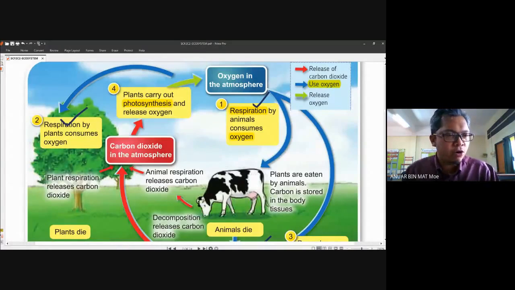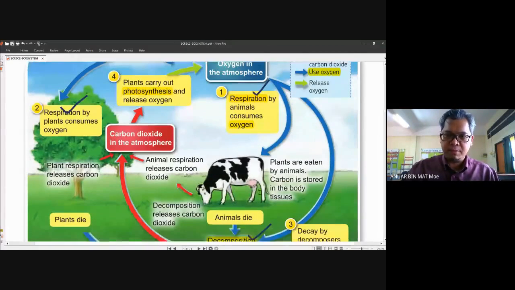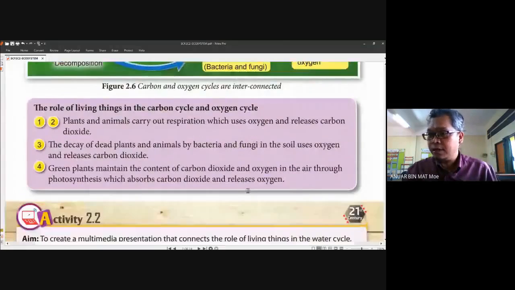Humans and animals use oxygen in order to breathe, right? So when there is no oxygen, the problem is that oxygen is only produced by photosynthesis, by the green plant. If there is no oxygen, maybe sooner or later we will die because there is no oxygen, right? Okay, make sure you understand that. Okay, next one.